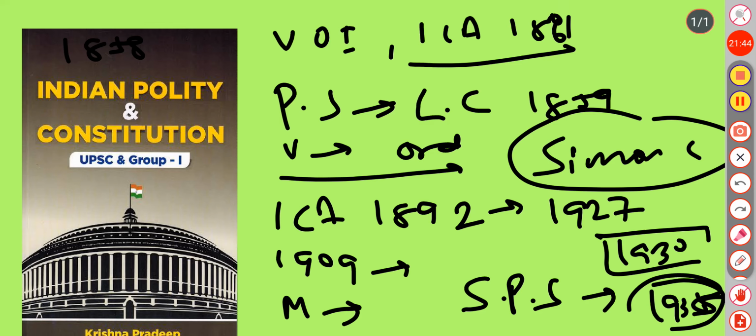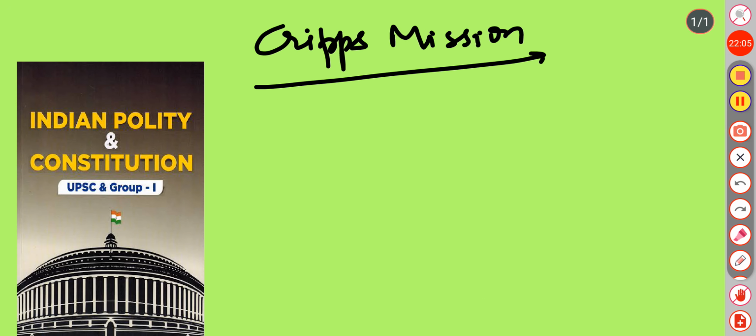And it provided for the establishment of the Reserve Bank of India to control the currency and the credit of the country. And it provided for the establishment of a Federal Public Service Commission and a Joint Public Service Commission for two or more provinces.